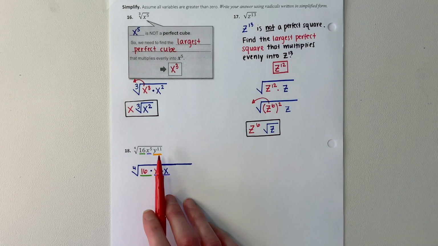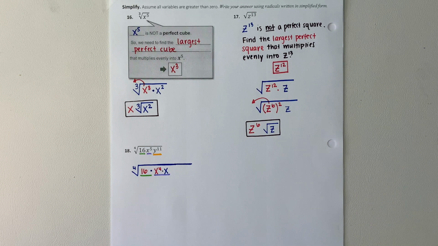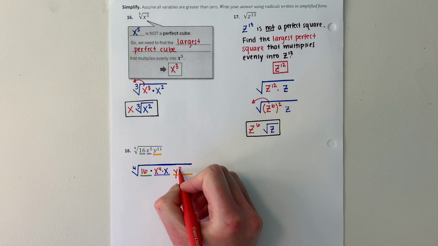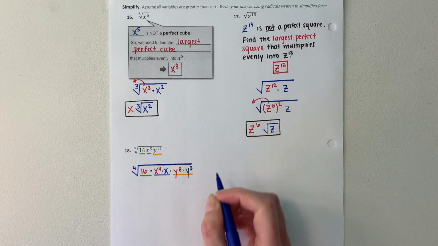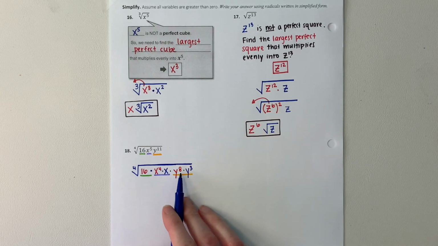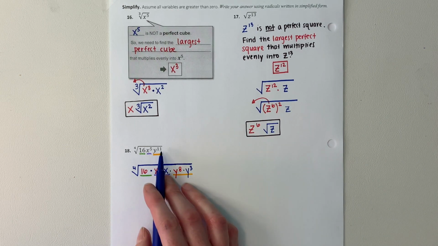So since y to the 8th is the largest perfect fourth power that multiplies evenly into y to the 11th, we'll rewrite y to the 11th as y to the 8th times some quantity. And let's see, y to the 8th times y cubed will give us y to the 11th, since when we add their exponents, 8 plus 3, we get 11.